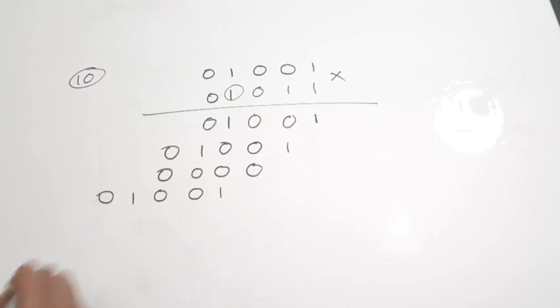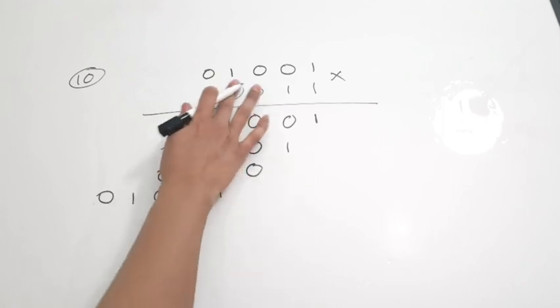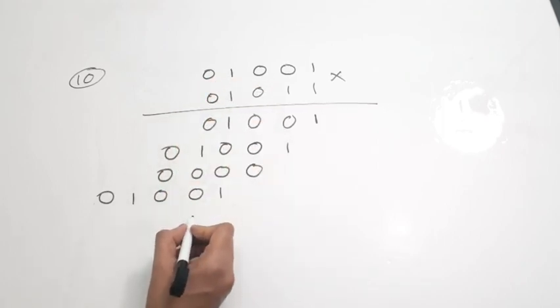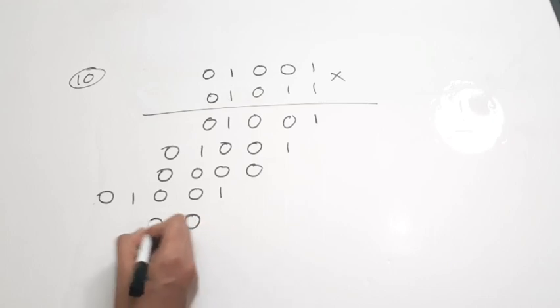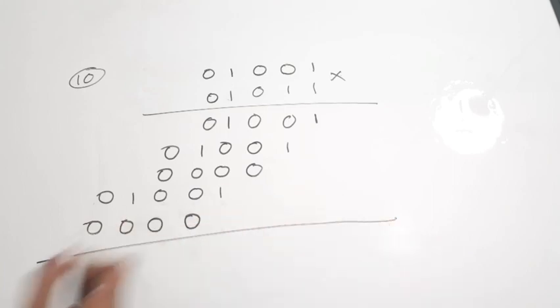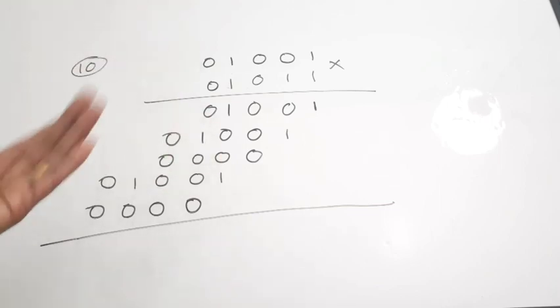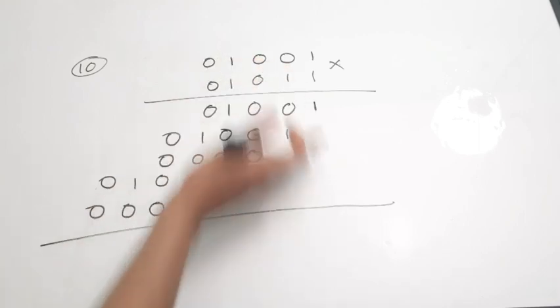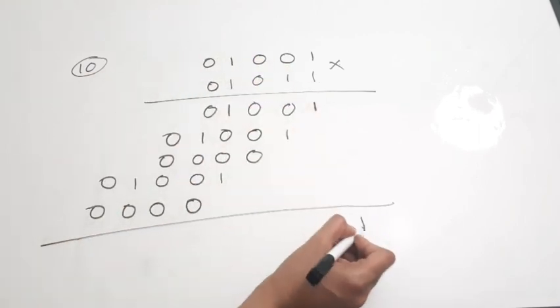Next, take the last one, which is the 0. So you write from here 0, 0, 0 and 0. So this is how you are going to get the numbers if you perform the multiplication. Now, just add these numbers in every column, just like we do for normal multiplication.